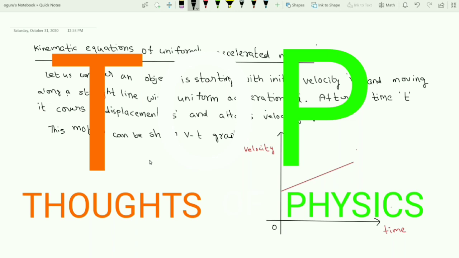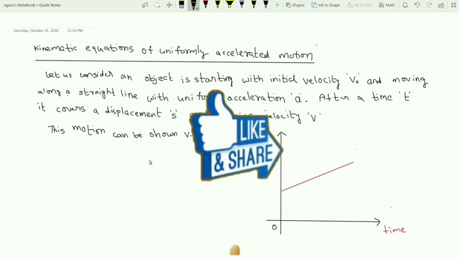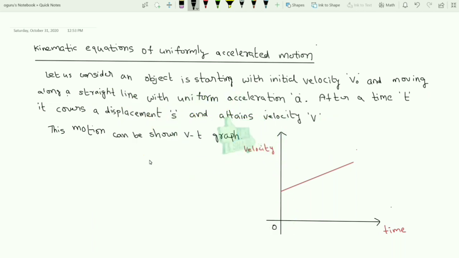In the video series of motion in a straight line, in this class I am going to explain kinematic equations of uniformly accelerated motion. For a body moving along a straight line with constant acceleration, we are going to derive the equations.